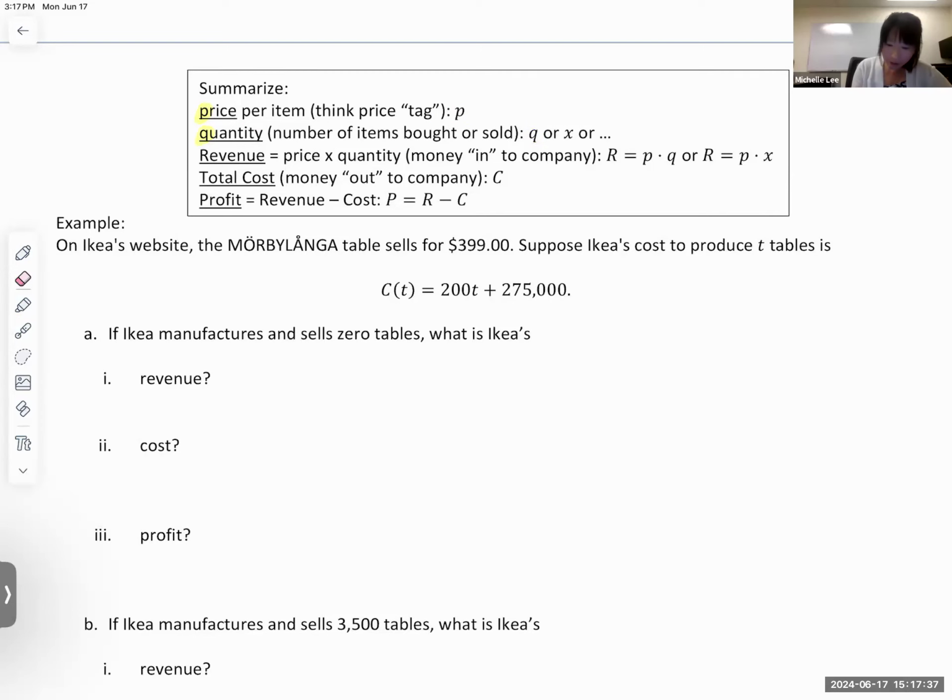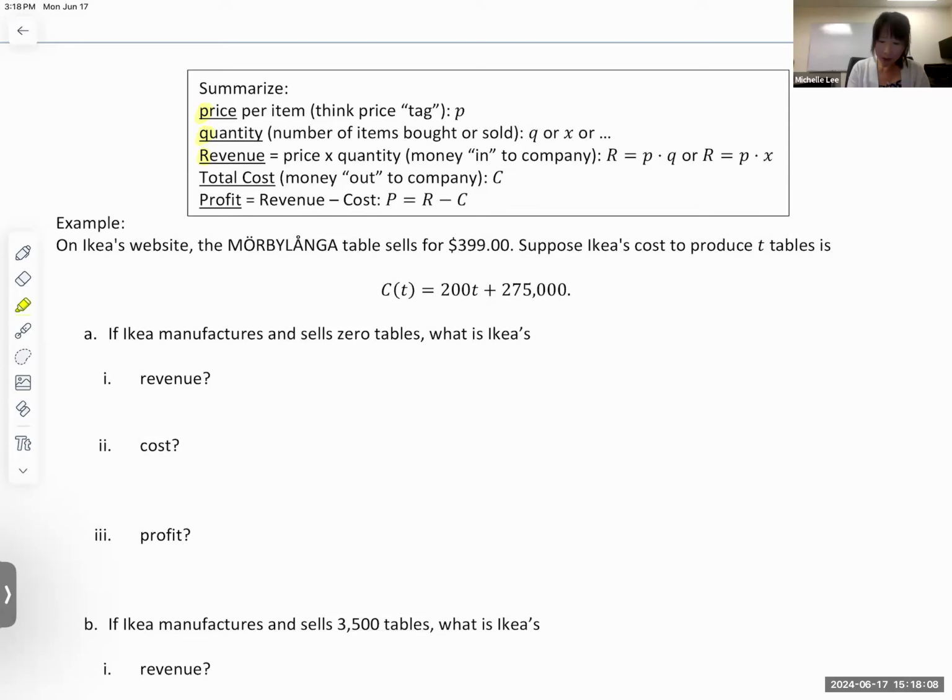And revenue is price times quantity, right? This is revenue. So in that case, we are using the first letter, R, and R equals P times Q, which is price times quantity, right? Or the quantity we can express as X, so P times X.